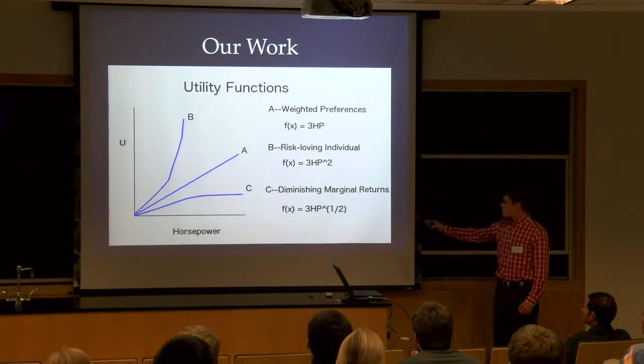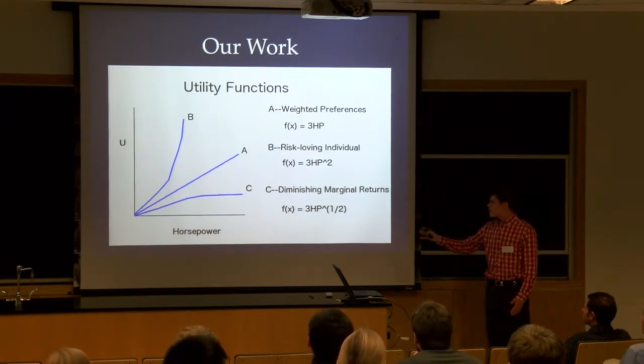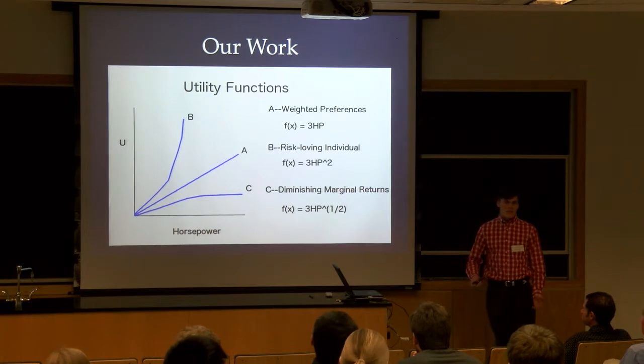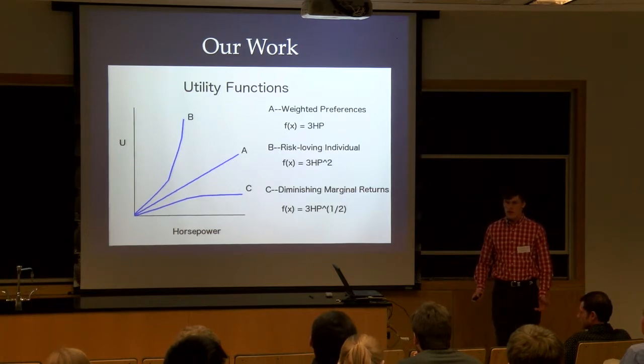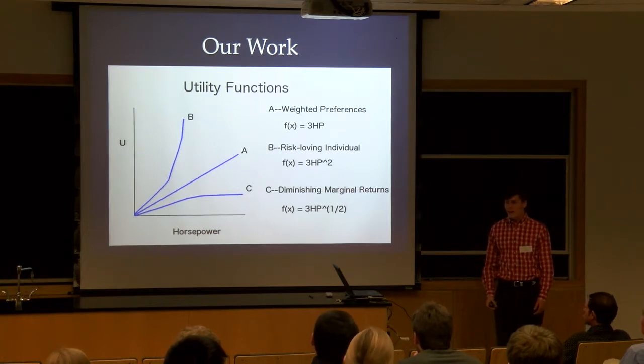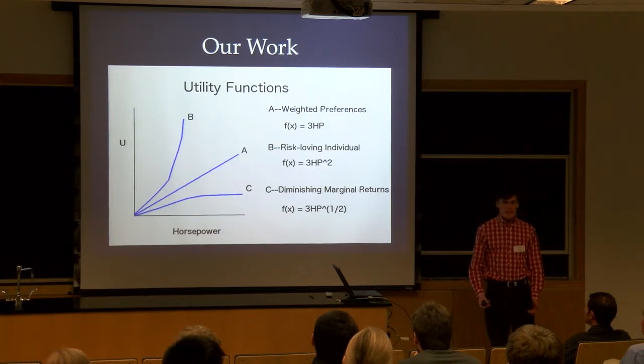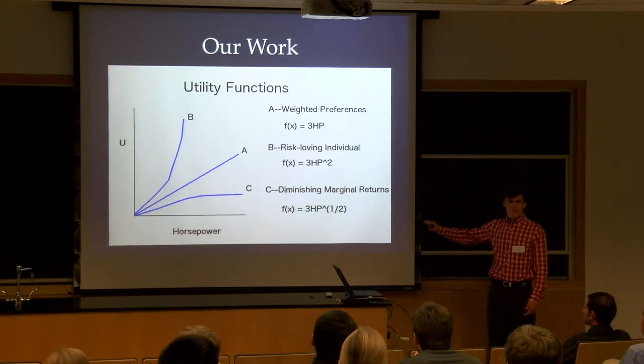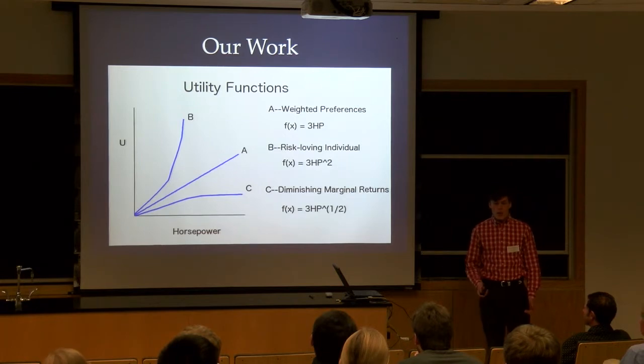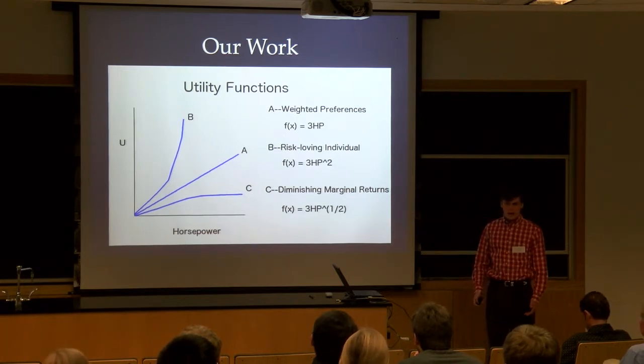The other possibility is line C, which represents a function that exhibits diminishing marginal returns. I don't know who's taken an economics class here, but the basic idea is that perhaps they want more horsepower up to a point, but at some point, if you can already tow a boat, then you don't care about having that much more horsepower. And so, because of that, their function will eventually level off in this manner.